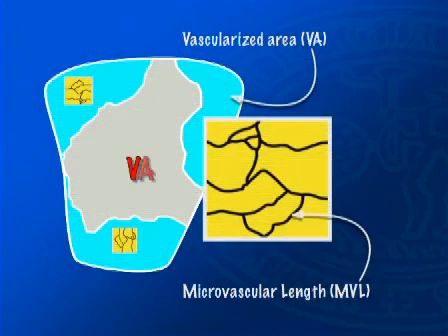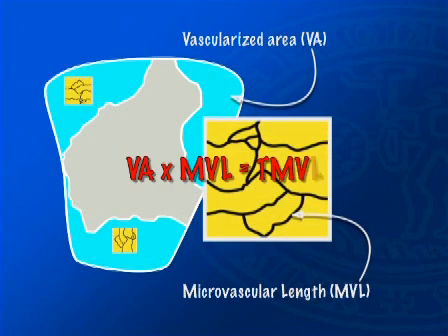By multiplying the VA, mean of 4 windows, per animal by the mean MVL for the corresponding treatment group, the total microvascular length per animal, the TMVL, is computed.